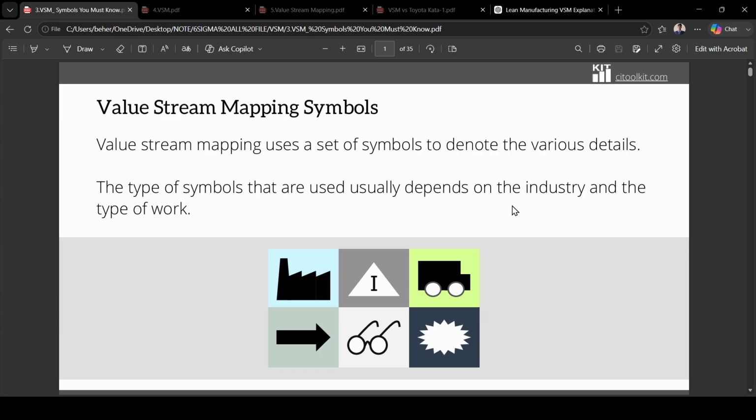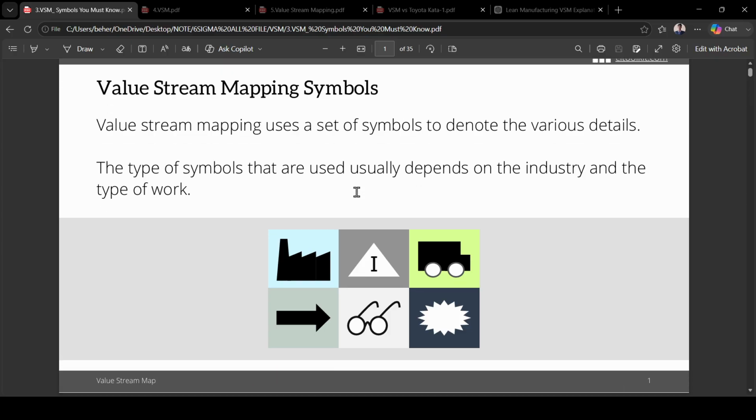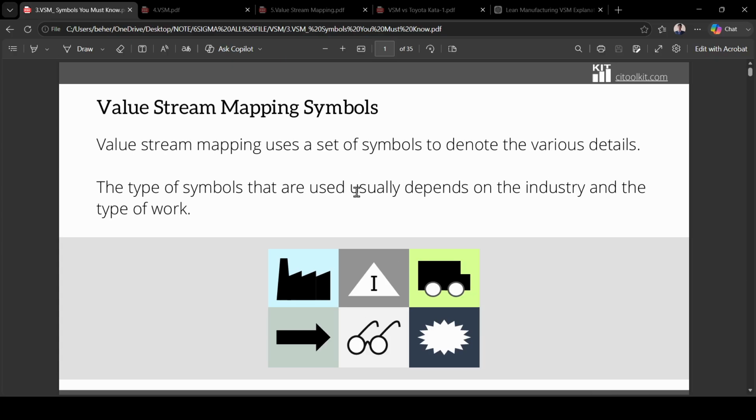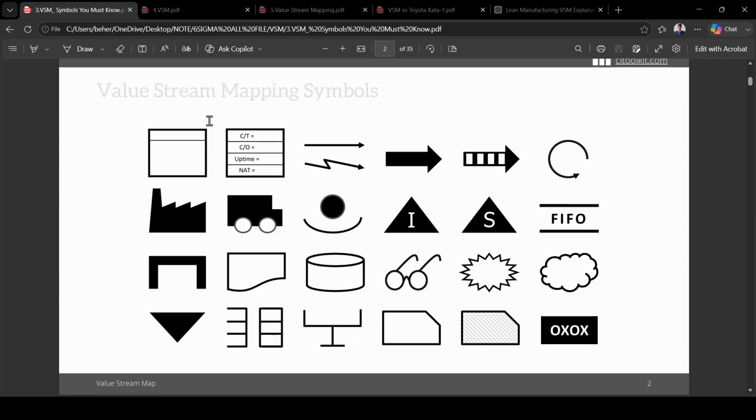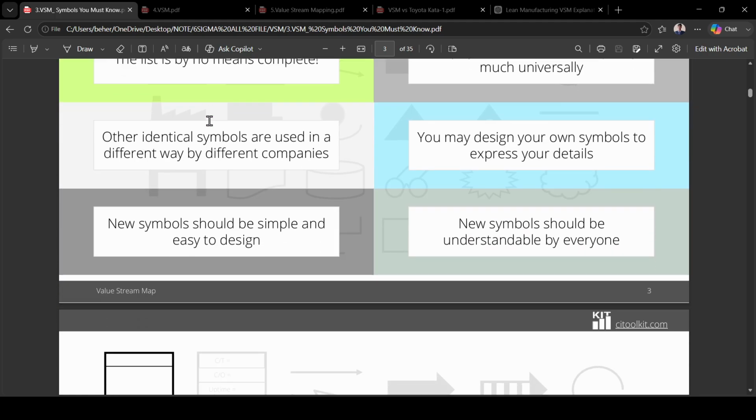This is my value stream mapping. So see that image first. Value stream mapping uses a set of symbols to denote various details. The type of symbols used usually depends on the industry and the type of work. That is the main concern. Then see that different types of images are there. Next, the value stream mapping symbols. One by one, I will explain in detail.